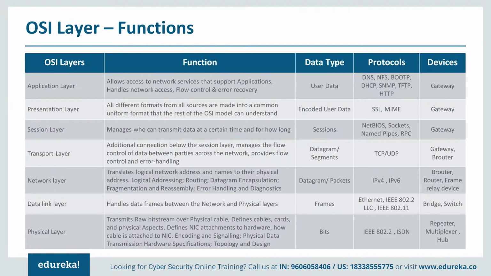The physical layer transmits the zeros and ones. We deal with bits here, and the protocol used is IEEE 802.2 or ISDN. The devices which we connect are a repeater, a multiplexer or a hub. What is a repeater? A repeater is nothing but an extender, usually a signal extender. Hubs also do the same thing.